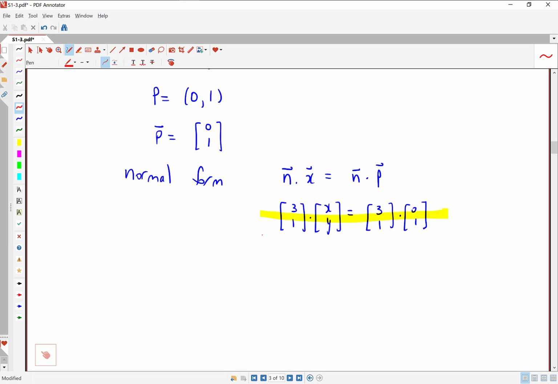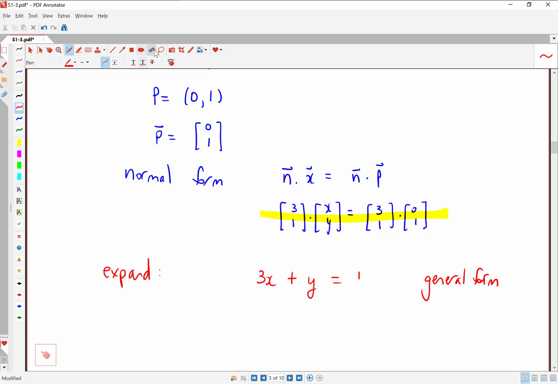Now, just as an aside, you might be curious what happens if you actually expand here. So meaning if we calculate the dot product on the left side, we'd multiply the first components together. So we'd have 3 times x. We'd multiply the second components together. So you'd have 1 times y, which is y. Add those together. So we'd have 3x plus y equals, and then on the right side, our dot product equals 1. So this gives us our general form.